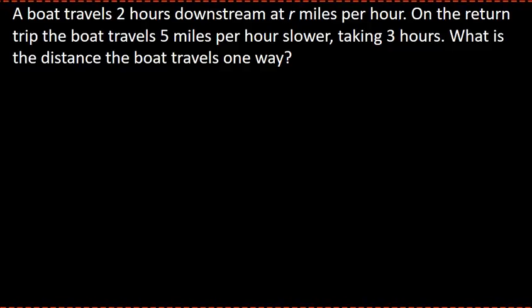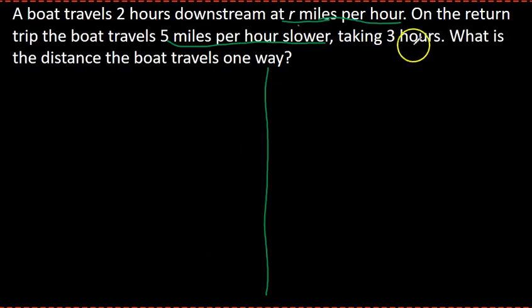They told us that a boat travels 2 hours downstream at this rate per hour. And then on the return trip, it travels 5 miles per hour slower, so that's -5. It took 3 hours because it's slower, and going, it took 2 hours. What is the distance the boat travels? Of course, the distance will be the same, because it covers the same distance going and coming back. The only thing that changed was the time of coming back was more because the speed was less.